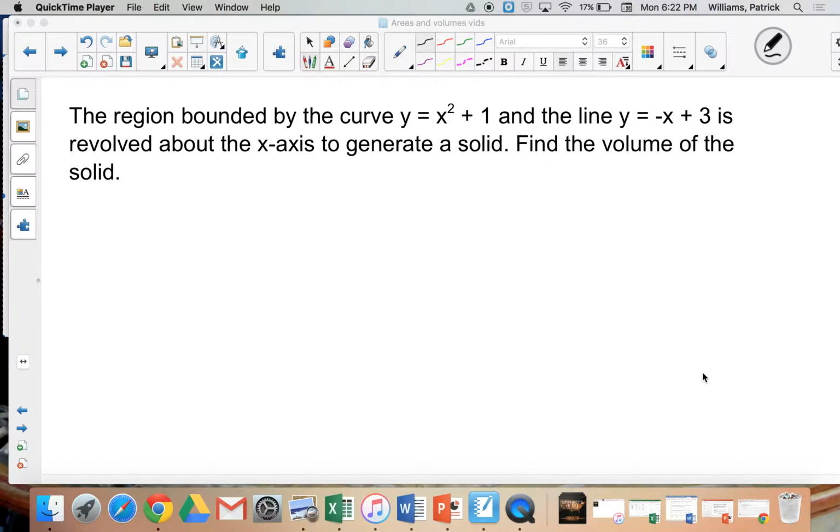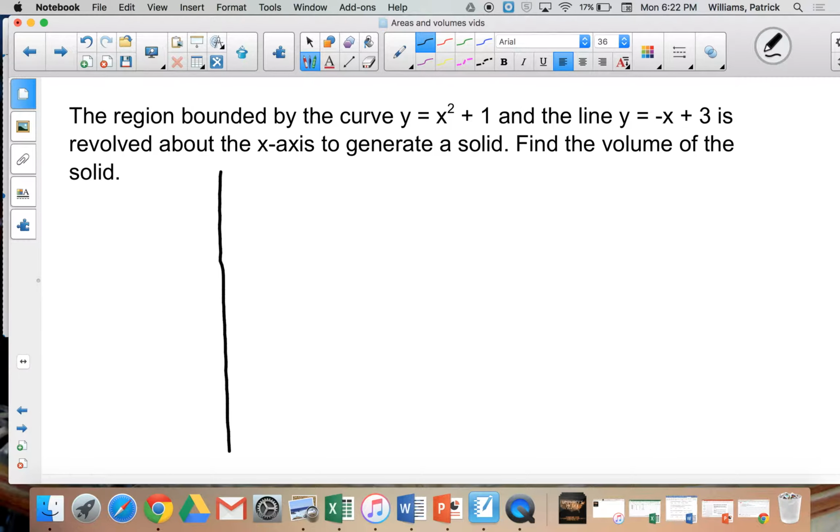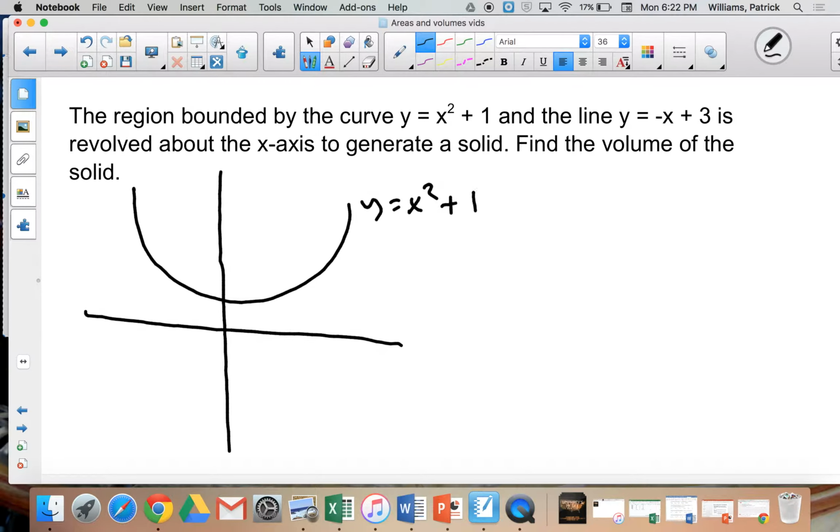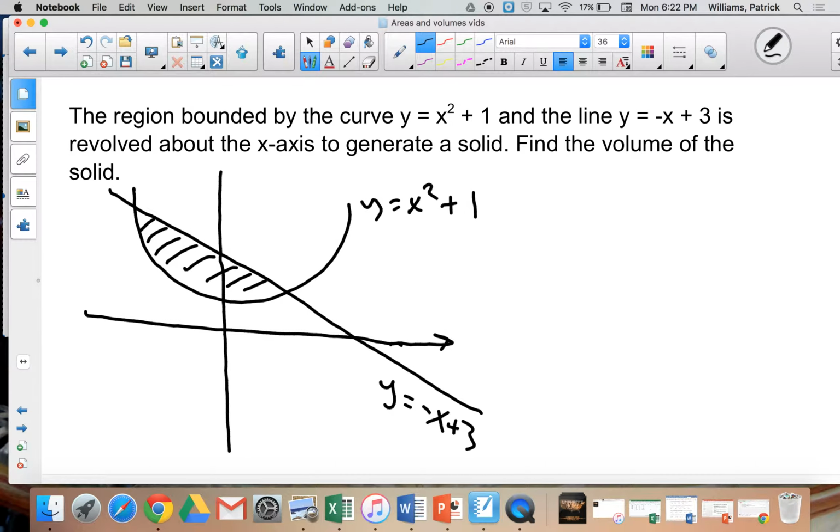Pause the video. Okay, so if you notice, what I like to do with all of these solutions is start out by drawing a picture. So this is what this graph looks like. Here is the graph of y equals x squared plus 1, and this is the graph of y equals negative x plus 3. All right, so the region we're talking about is this region right here.